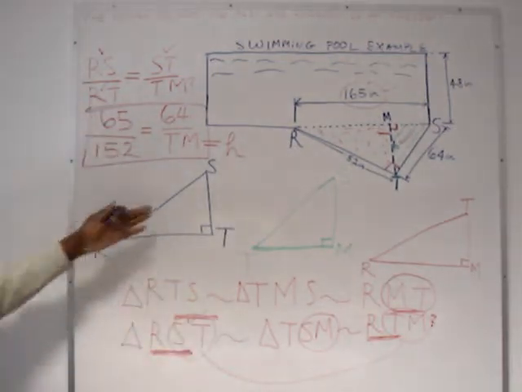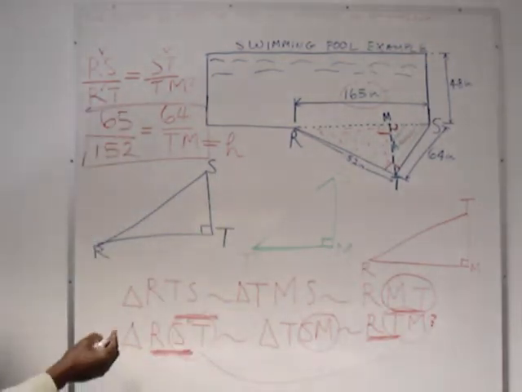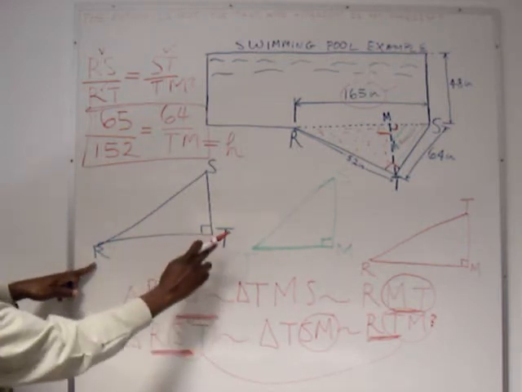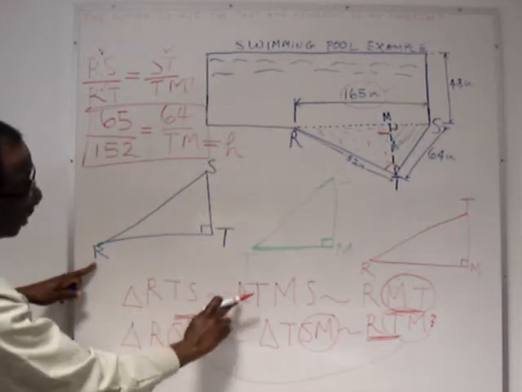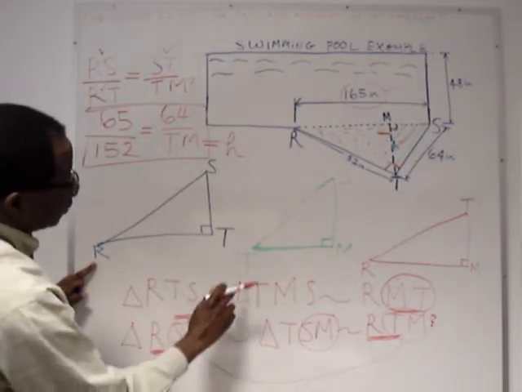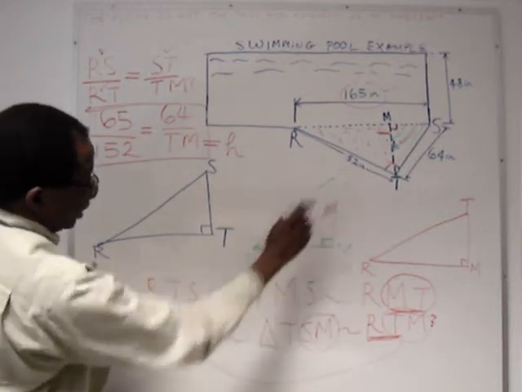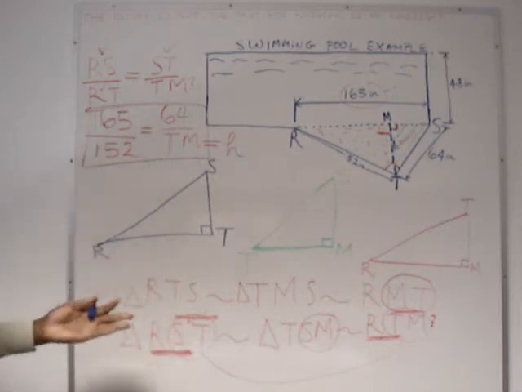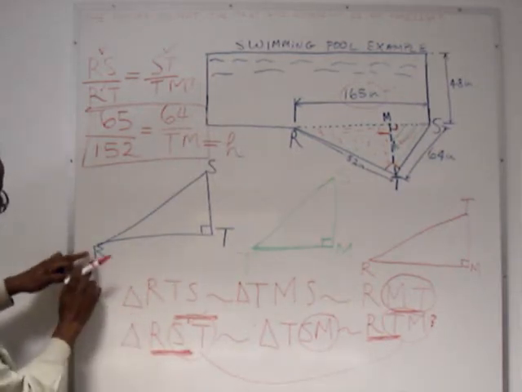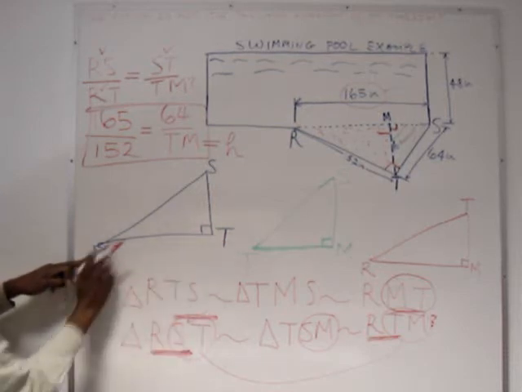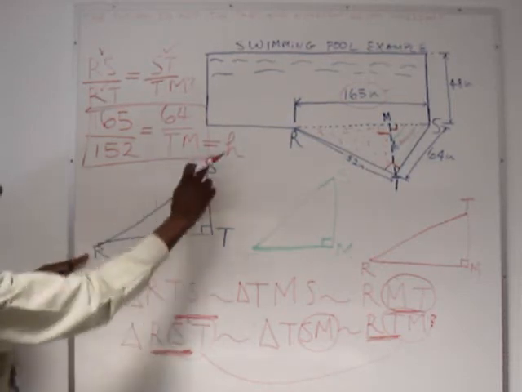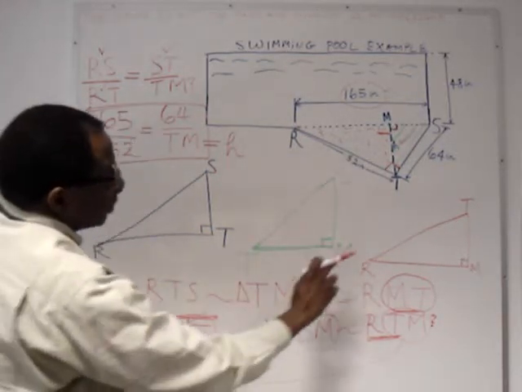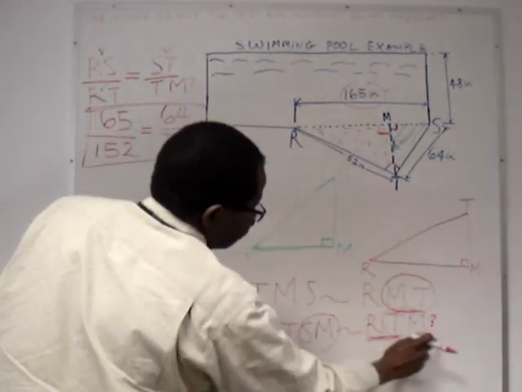Okay, now once you have those three triangles, it's easy for us to write that triangle RTS is similar, not congruent, similar to triangle TMS, and it's similar to triangle RMT. That's not the only way we could write it. We could also go RST first, instead of RTS first. RST must be similar to TSM, and that must be similar to RTM.